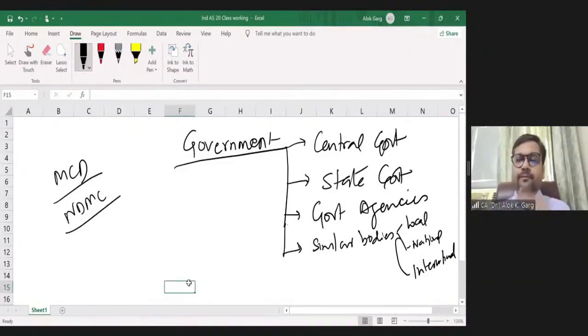So guys, the government includes central government, Government of India, state government, let's say Government of Rajasthan, Government of Karnataka, Government of Maharashtra, government agencies like Reserve Bank of India, similar bodies like Municipal Corporation of Delhi, New Delhi Municipal Corporation, and local, national, or international bodies. International, for example, World Health Organization, is an international government body. So these are considered as a government. Clear, guys?